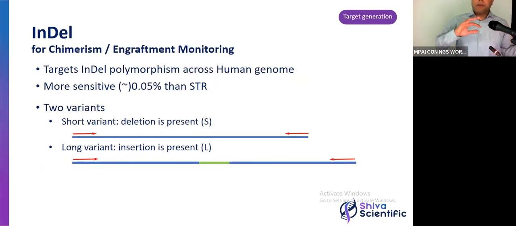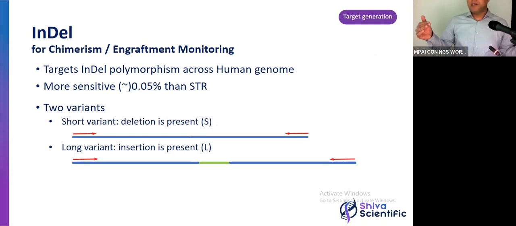What else? Now, let's look at the post-transplant, chimerism, and engraftment monitoring. So what we can do in NGS, we can target insertions and deletions across the human genome. Like people usually do an STR-based chimerism monitoring, and in NGS, you can get a 100 times more sensitive way of doing chimerism monitoring. So imagine if there is a change in the recipient fractions from 0.1 to 0.5, you can easily detect it with the help of an NGS. Whereas in an STR, unless there is a 2 to 5% change, you might not be able to detect it. So how do we do that?